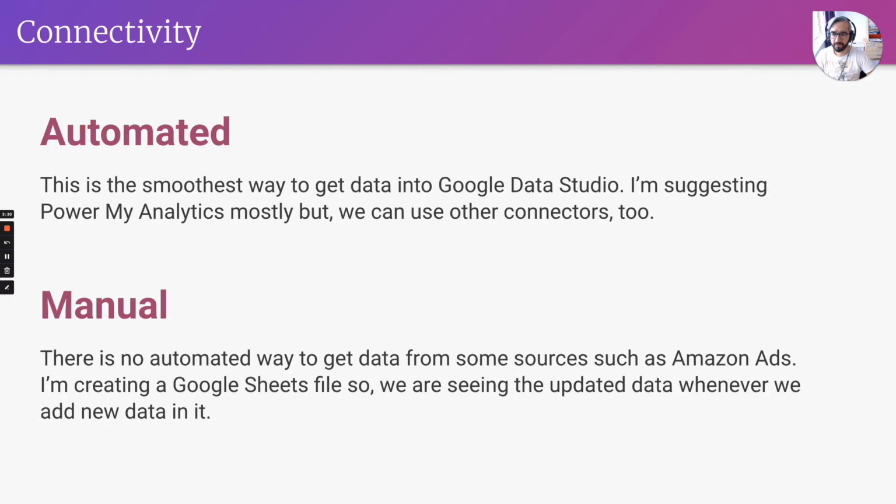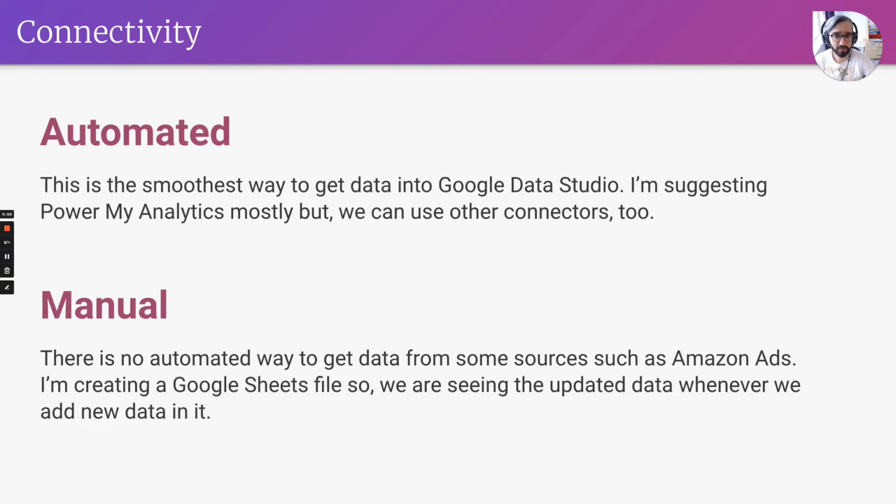And there are two kinds of connectivity. I suggest you create an automated way with PowerMyAnalytics, Supermetrics, Integromat, or Flow.io, etc. It is very important, even if you have a virtual assistant, because you need to have solid, correct, accurate data, and that is why all of this data should be connected automatically.